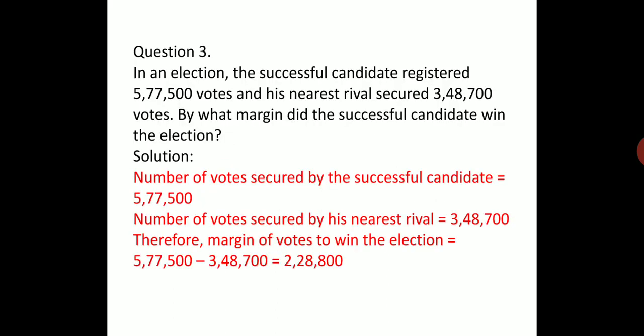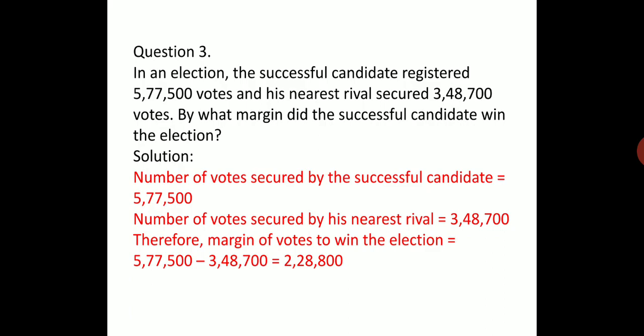Now next slide you can see question number 3. In an election the successful candidate registered 5,77,500 votes and his nearest rival secured 3,48,700 votes. Rival means an opposite party or opposite candidate. By what margin did the successful candidate win the election?